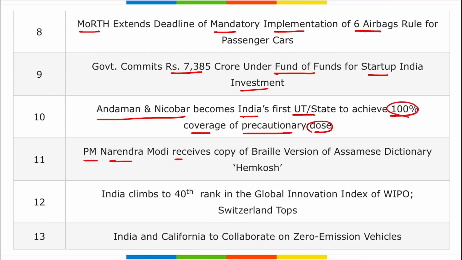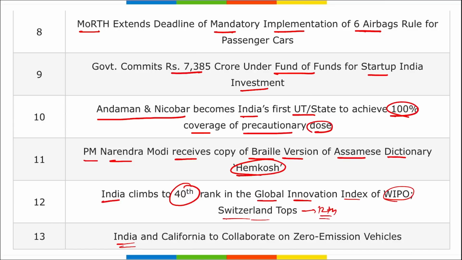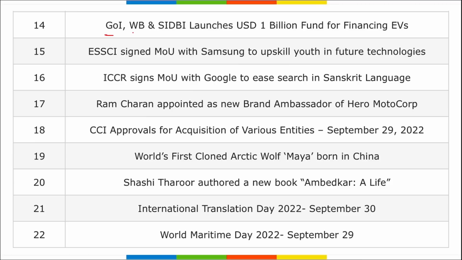PM Narendra Modi received a copy of the Braille version of the Assamese dictionary, that is Hemkosh. India climbed to 40th rank in the Global Innovation Index of WIPO, and Switzerland topped this index, for the 12th time. India and California to collaborate on zero emission vehicles. Government of India, World Bank and SIDBI launched a $1 billion fund for financing electric vehicles.